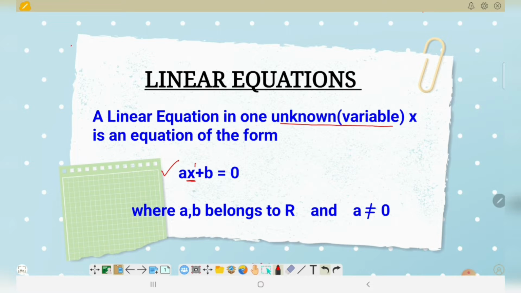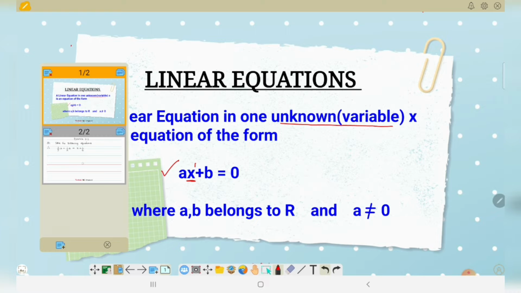And here the condition is that a belongs to R. That means a and b can be any real number. And the condition on a is that a can never be equal to 0. So we need to learn this general form of linear equation, that is ax plus b equals 0. Let's solve one question regarding linear equation.